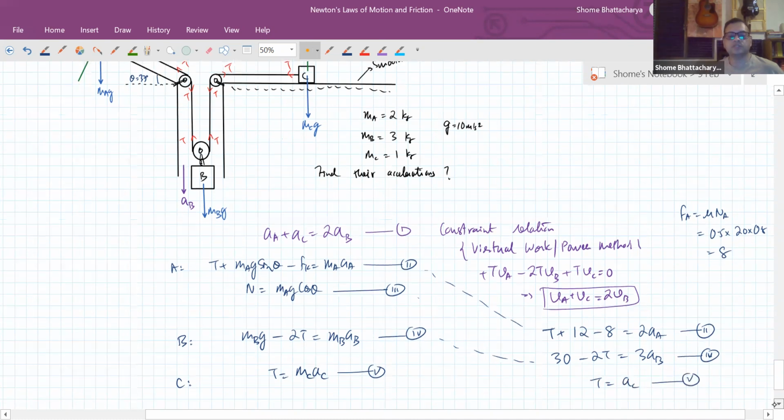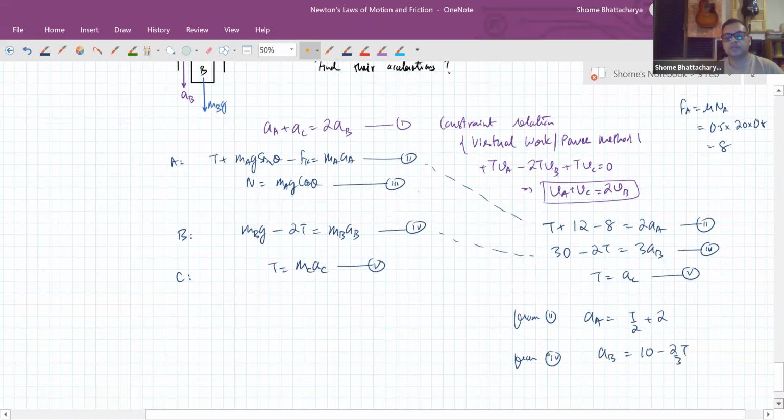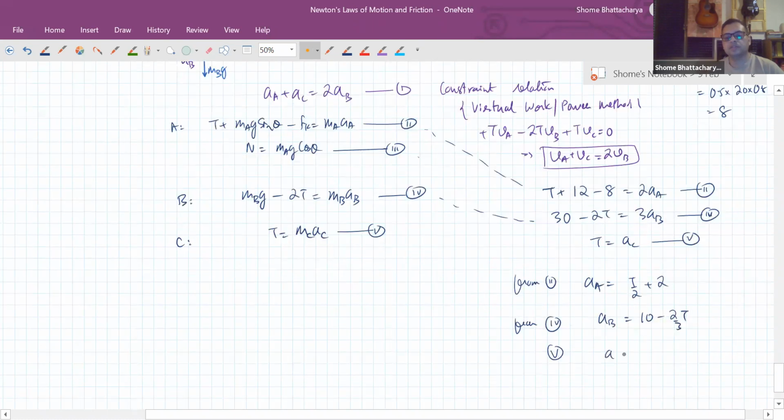Now, one easy way of solving such a system will be, we can write all the accelerations in terms of tension. So we can see from equation 2, acceleration of A can be written as T by 2 plus 4 by 2, so that's 2. Okay. And from the fourth equation above, we can write acceleration of B as 10 minus 2 by 3 T. And from the last one, acceleration of C is equal to T.